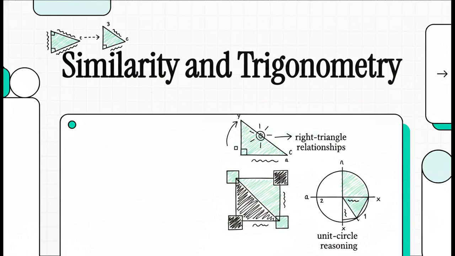So our focus today is titled Similarity and Trigonometry, and we're going to connect similarity transformations, right triangle relationships, the Pythagorean theorem, and unit circle reasoning all through one unified lens.